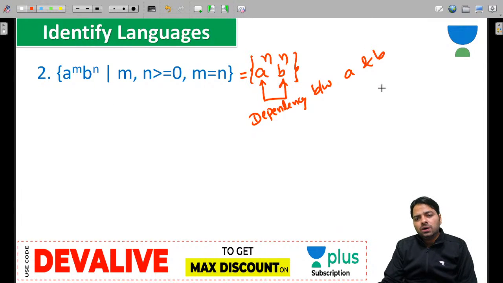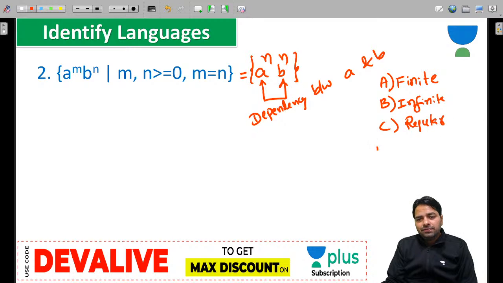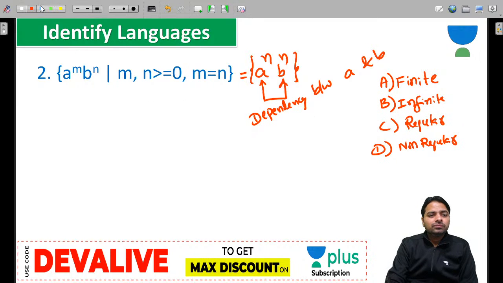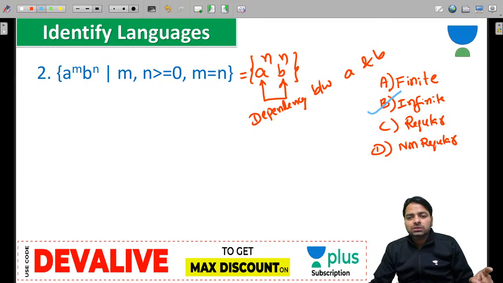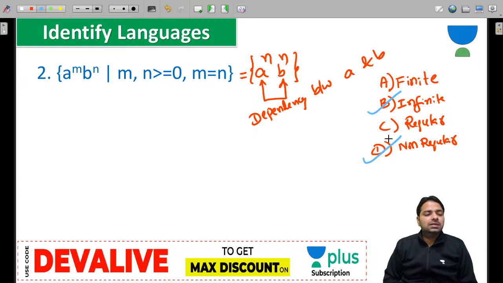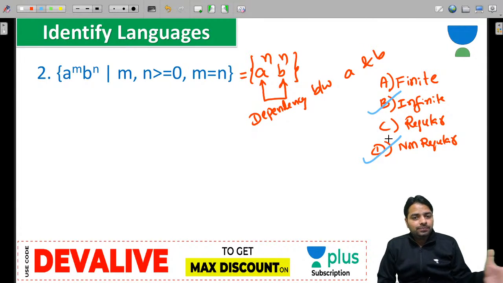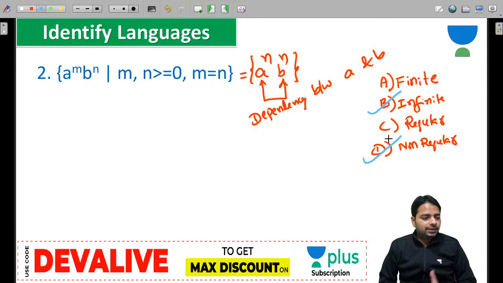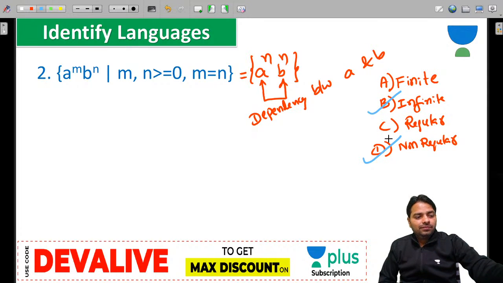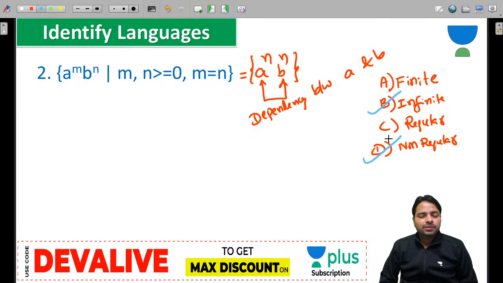If you look at the options now, if I say finite, if I say infinite, if I say regular, if I say non-regular, which option will you choose? It is infinite, no doubt, but it is also non-regular, guys. You have to choose 2 points. It is infinite, but also it is non-regular. You can't choose finite, and you can't choose regular here.